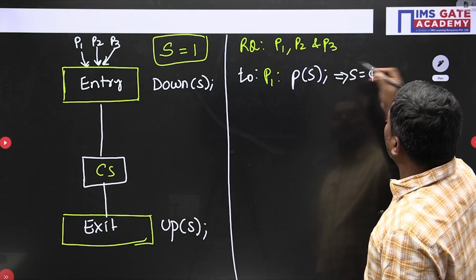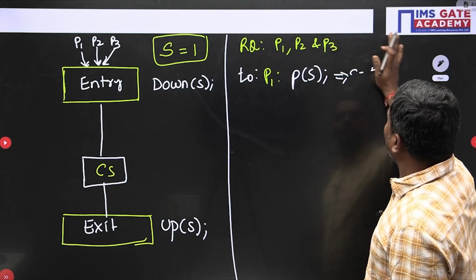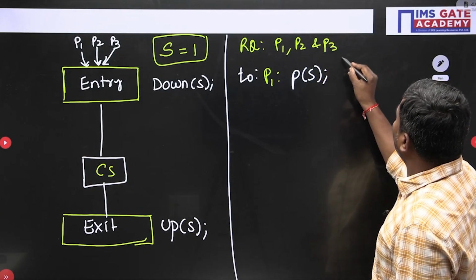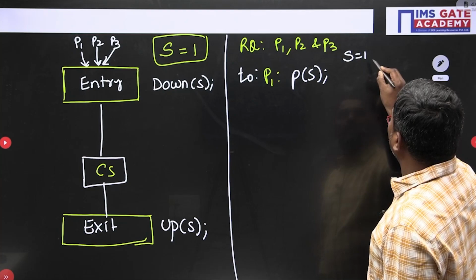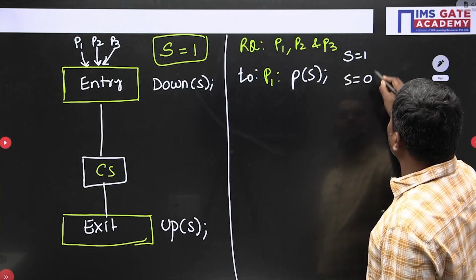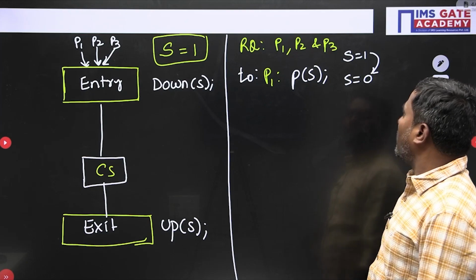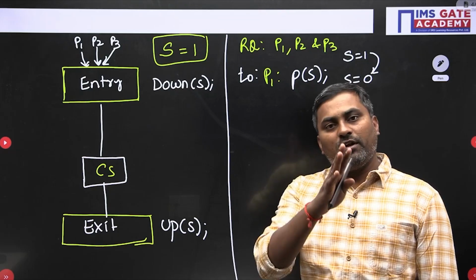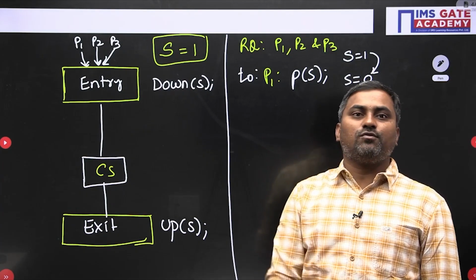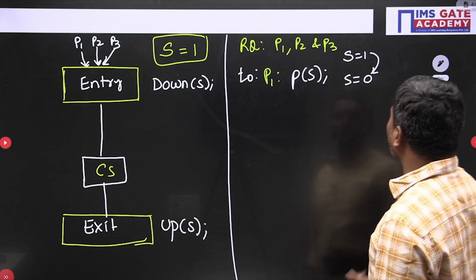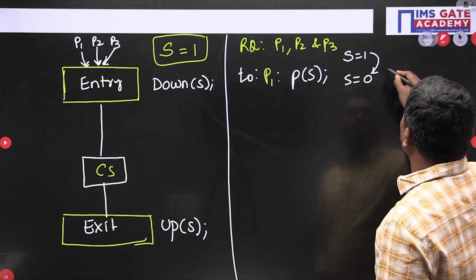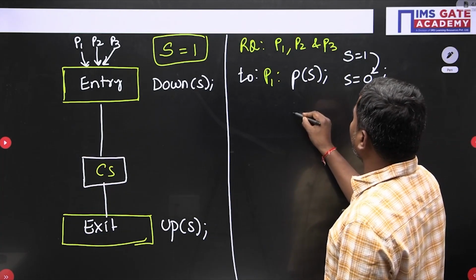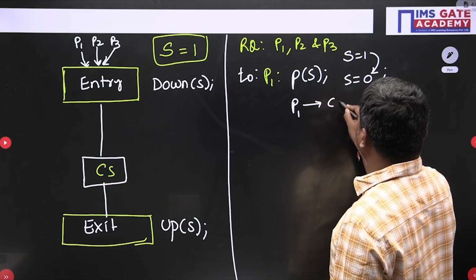One important point you should notice here. The S value was 1, and it changed to 0 when I performed down of S. In a binary semaphore, please understand, when the S value changes from 1 to 0, it is a successful operation. Once the operation is successful, we know the process can enter the critical section. So process P1 has entered the critical section.